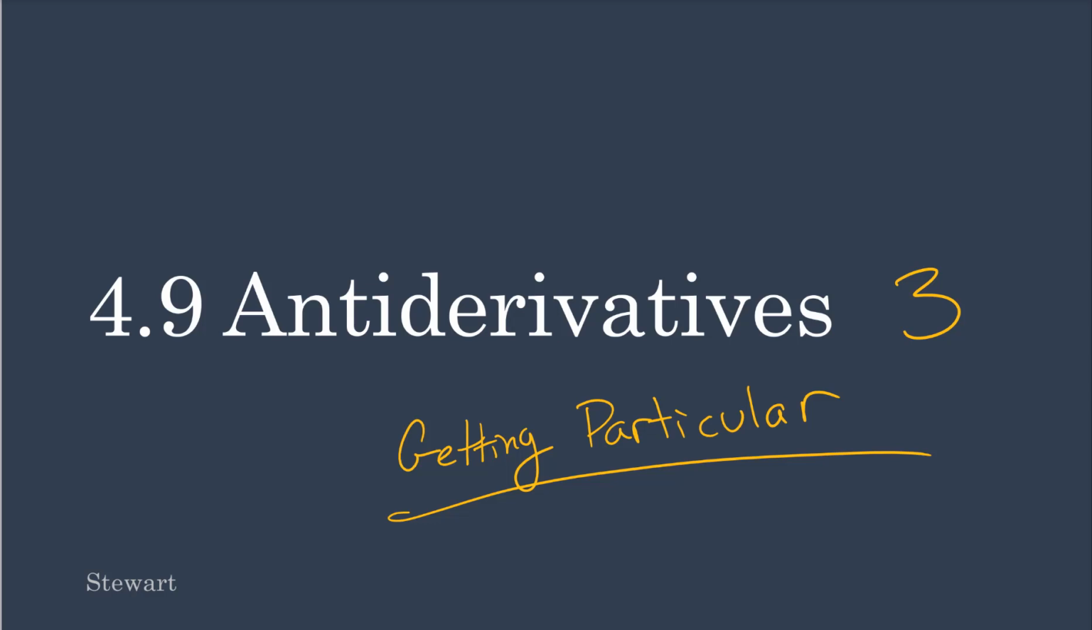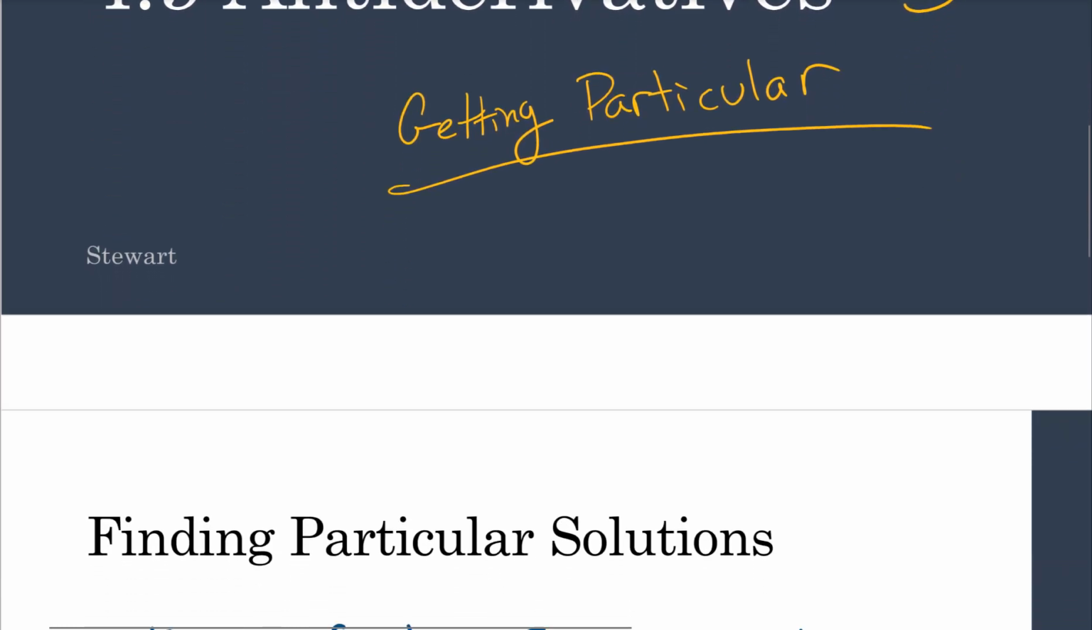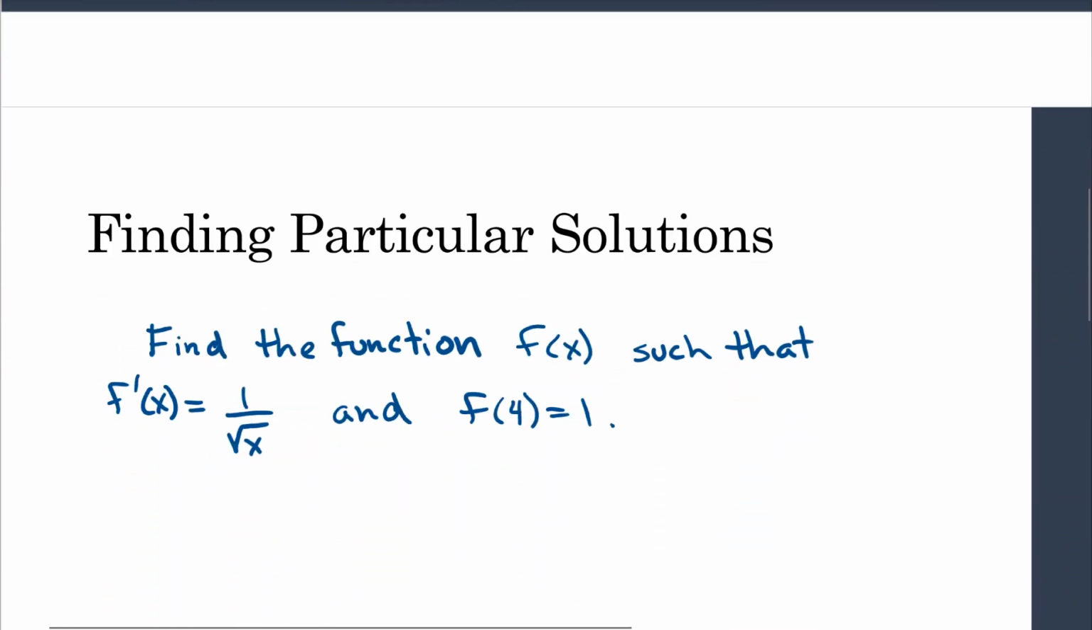Let's get particular. Actually finding not general antiderivatives, but the actual antiderivative, means we need a little bit more information. We need to know something about the actual function. So let's jump into it and see an example. So this is finding particular solutions.